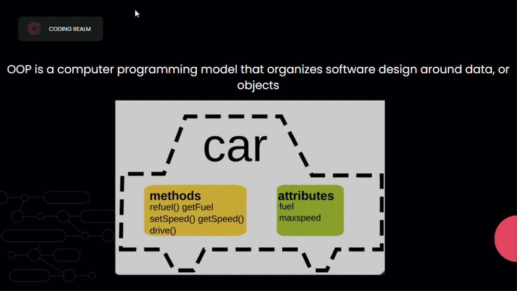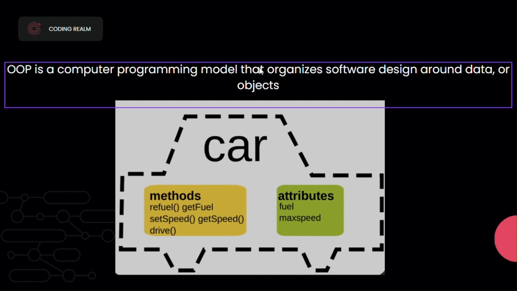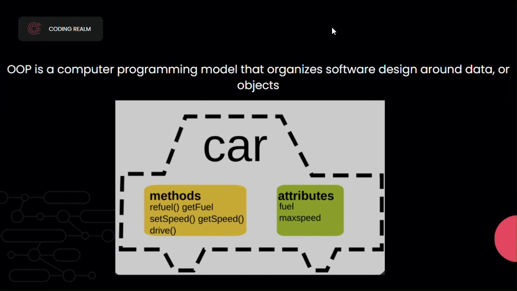Object-oriented programming is a model that organizes software design around data or objects. It represents all data of the object, like this example. We have a car. The car has methods and attributes. For the methods, we have four functions: get fuel, set speed, get speed, and drive. The attributes are fuel and max speed.